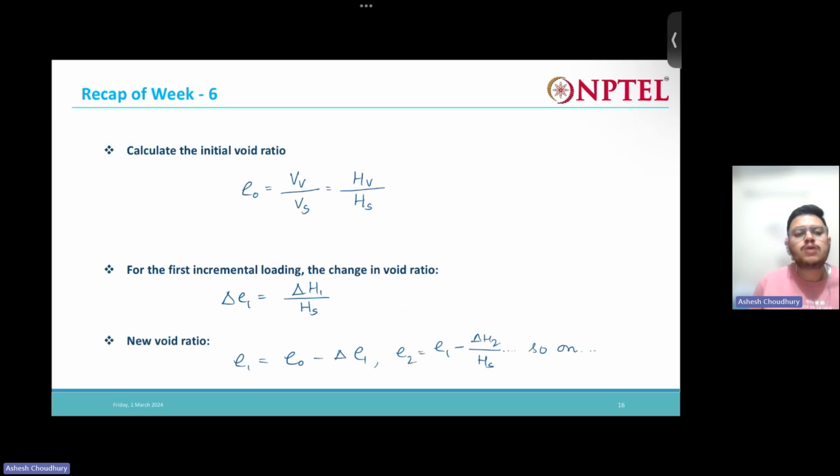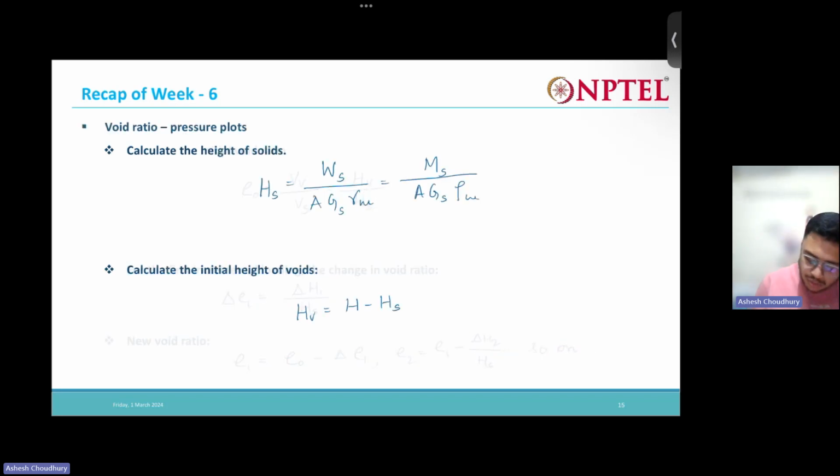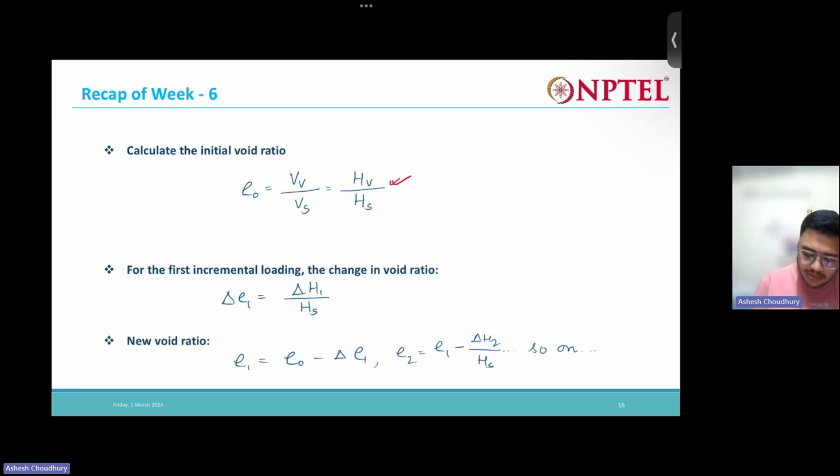Now we have to calculate the initial void ratio, that is the void ratio at the beginning of the test. So what is void ratio? Volume of voids by volume of solids, that I can write as height of voids by height of solids. So height of voids you know, height of solids you know, both you had just calculated. From there you can easily get the initial void ratio.